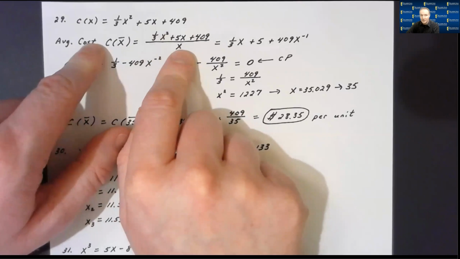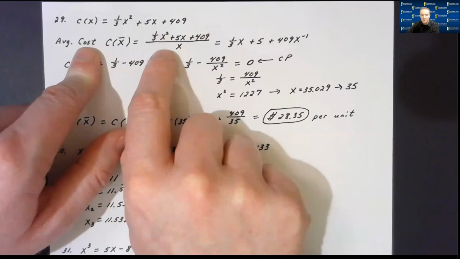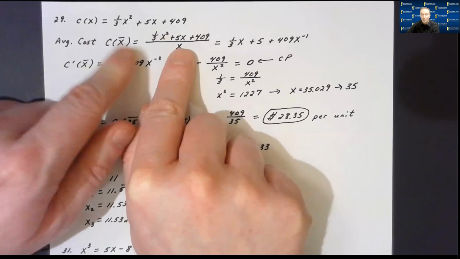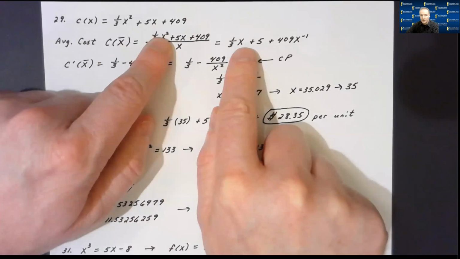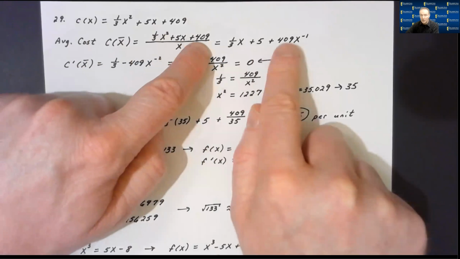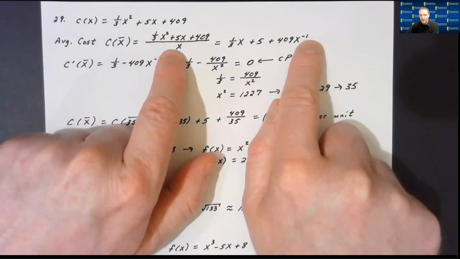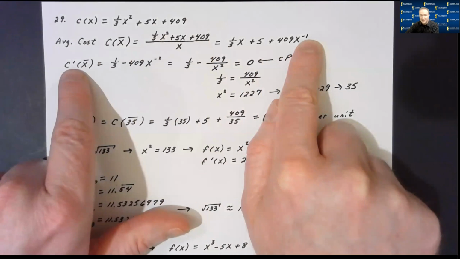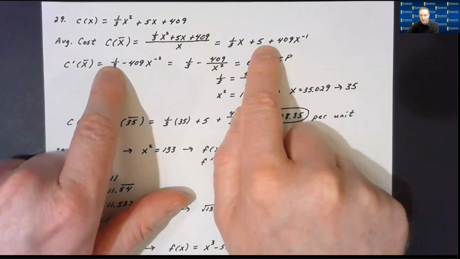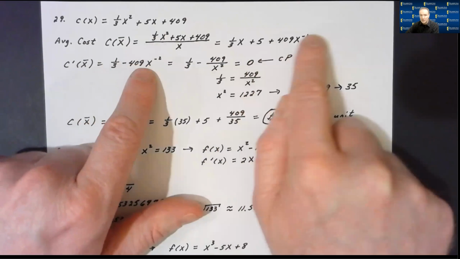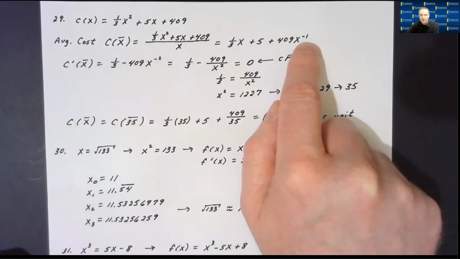So I can say the average cost function every single solitary time is nothing more than your cost function divided by X. When I distribute that X into each term in your numerator, you'll get 1/3 X plus 5 plus 409, and I went ahead and called it X to the -1 for that last term. Now, when I take the derivative of the first term's 1/3, second term cancels out, third term is going to give me minus 409 X to the -2.